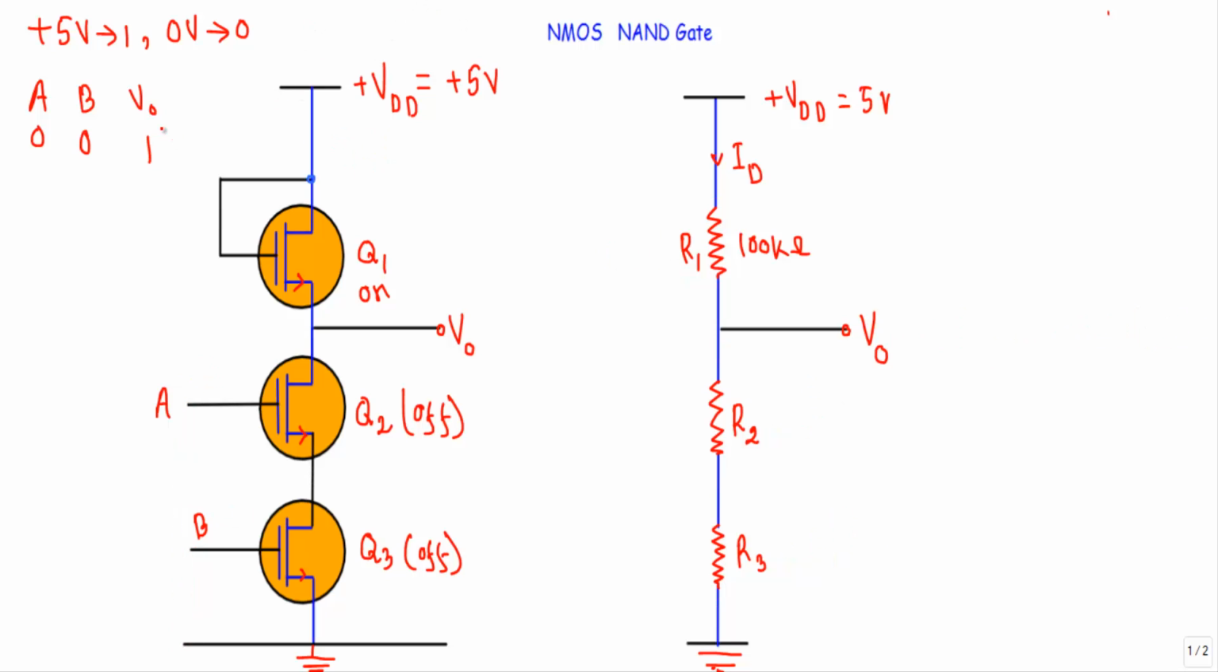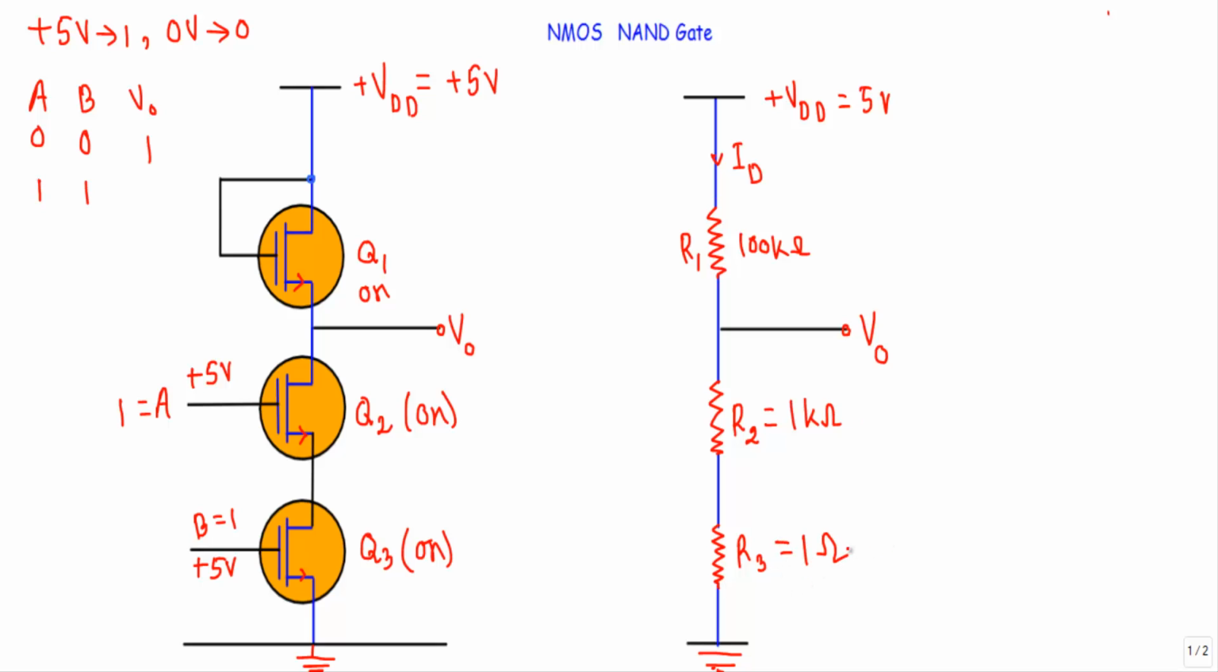Okay, now consider the last case when A will be equal to 1 and B will be equal to 1. That means I will apply plus 5 volt between this terminal to ground terminal and plus 5 volt between B terminal to ground terminal. B will be at logic 1 and A will also be at logic 1. In that case, both the transistors Q2 and Q3 will be in on state. When the transistors Q2 and Q3 will be in on state, their channel resistance will be around 1 kilo ohm.